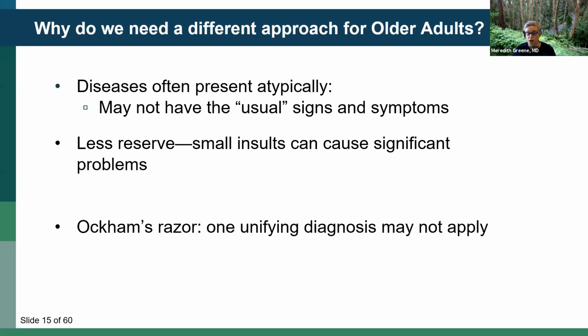And in general, aging is a state of lower reserve. And so small insults can cause a significant problem. But the converse is also true, that a simple intervention like stopping a medication might actually help to alleviate someone's confusion. And just to point out that with age, the idea of one unifying diagnosis often does not apply. And we're going to talk more about geriatric syndromes, which by definition are multifactorial in nature.